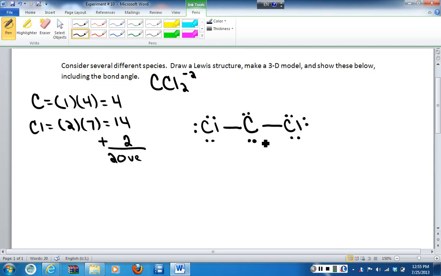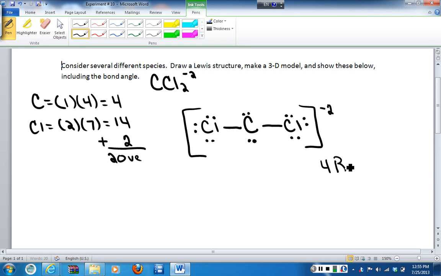My chlorines have an octet, and if I look at my carbon, I see that it too has 8 valence electrons, so it has an octet. So I know that this is the correct Lewis structure for this particular molecule. However, remember that when you have a charged species, you need to include brackets and charge around the molecule for the Lewis structure.